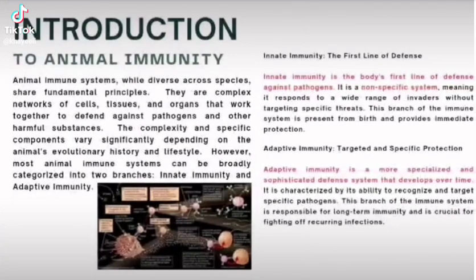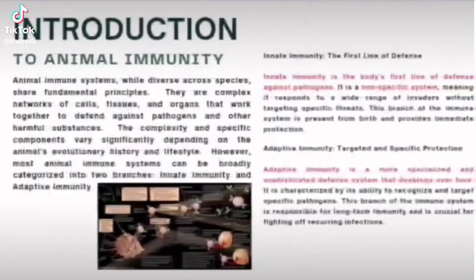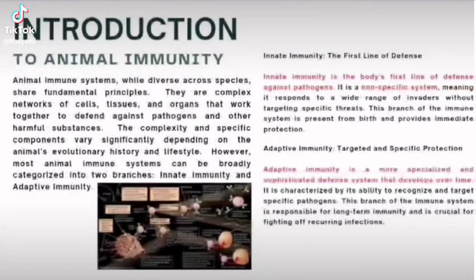Animal immune systems, while diverse across species, share fundamental principles. They are complex networks of cells, tissues, and organs that work together to defend against pathogens and other harmful substances. The complexity and specific components vary significantly depending on the animal's evolutionary history and lifestyle. However, most animal immune systems can be broadly categorized into two branches, innate immunity and adaptive immunity.